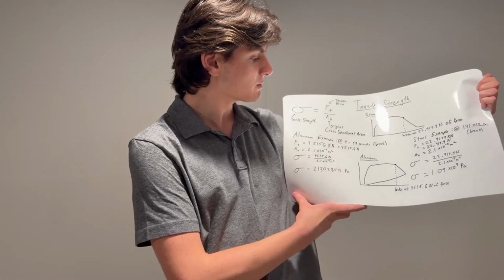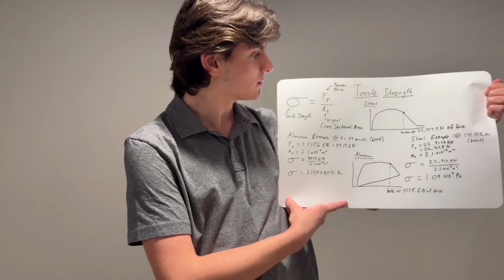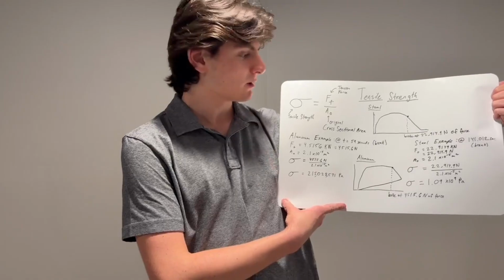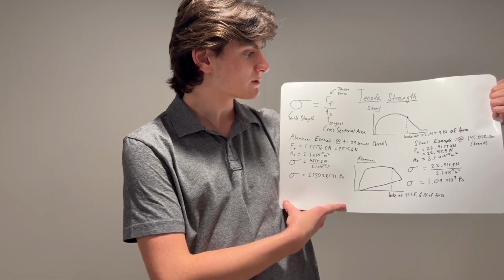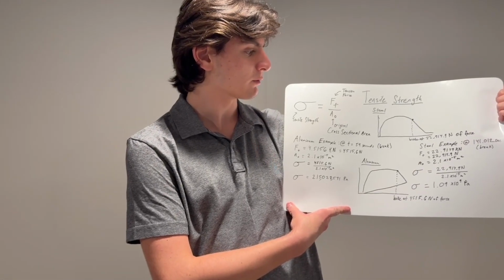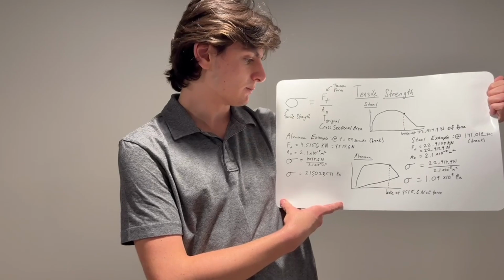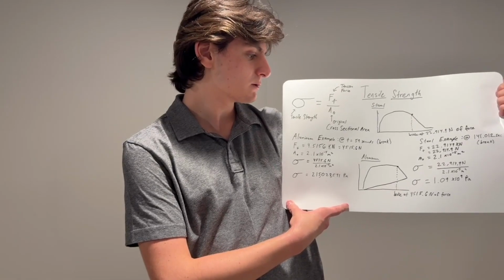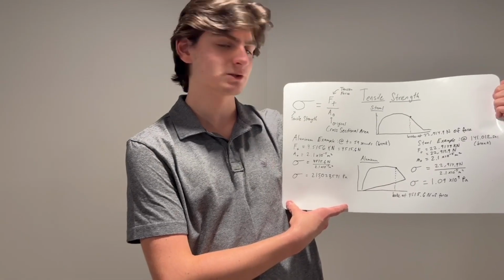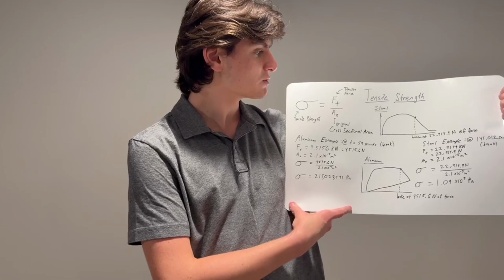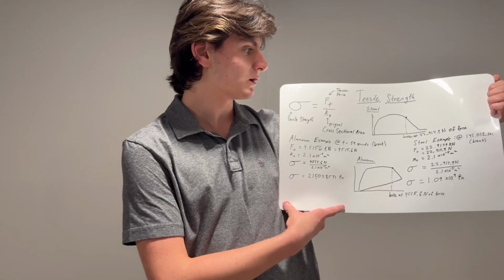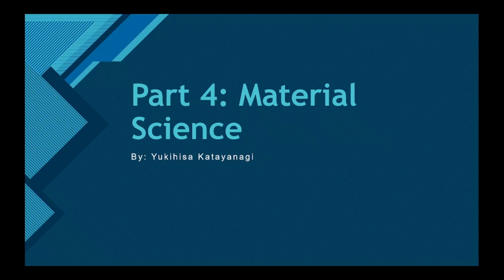I also have demonstrated two graphs. In the steel graph, it broke at 22,914.9 newtons of force, while the aluminum broke at 4,515.6 newtons of force. This demonstrates that steel needed a lot more force to break. This is part 4 of Project 1 for Material Science.